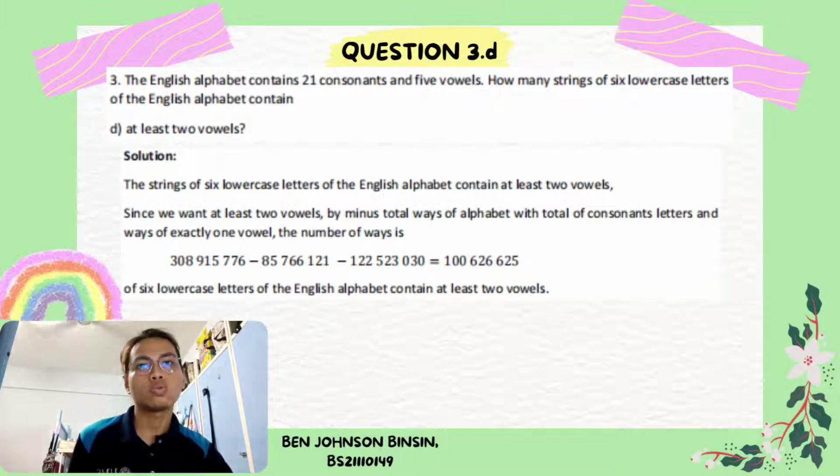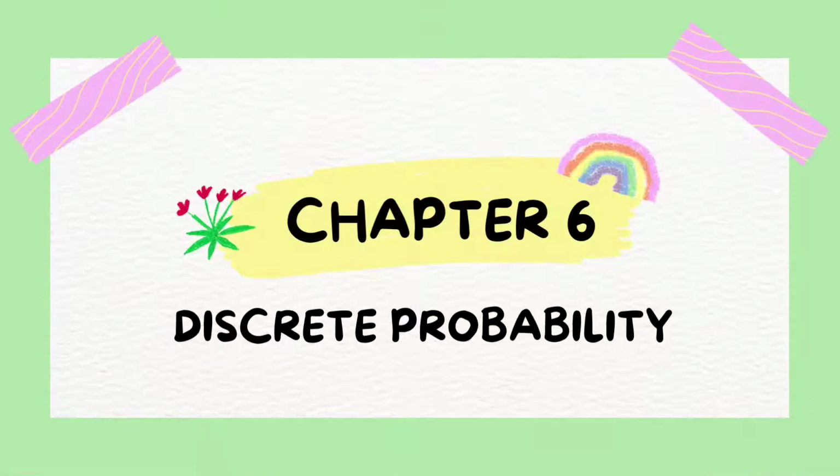3D, at least 2 vowels. Since you want at least 2 vowels, by subtracting from the total ways of the alphabet the total of consonant letters and the ways of exactly 1 vowel, the number of ways is 100,636,625 strings of 6 lowercase letters of the English alphabet that contain at least 2 vowels.